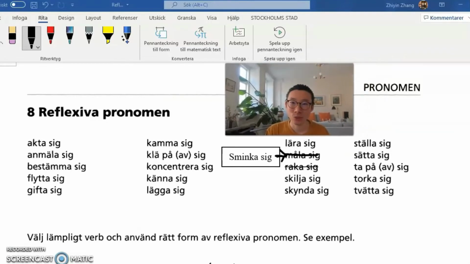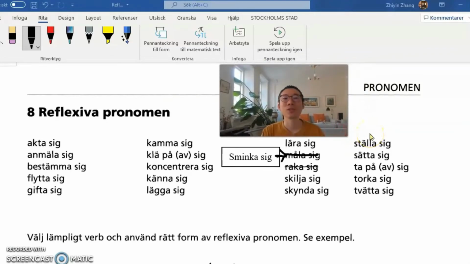Now, let's do a big exercise. Nu ska vi göra en stor övning tillsammans. Vi ska gå igenom några verb som behöver reflexiva pronomen och vi ska läsa några meningar och försöka hitta verb som passar in. So we're going to read several verbs that require reflexive pronouns in Swedish, and we're going to read some sentences and choose the suitable verbs for the blanks.